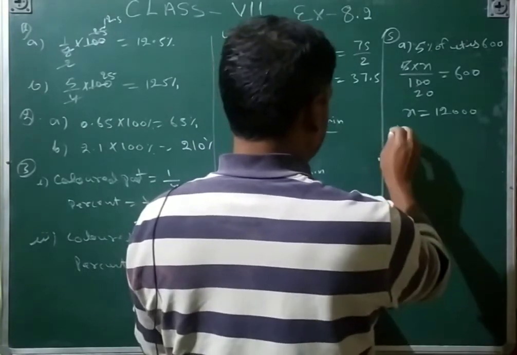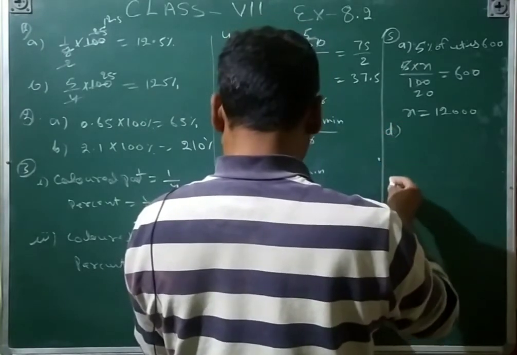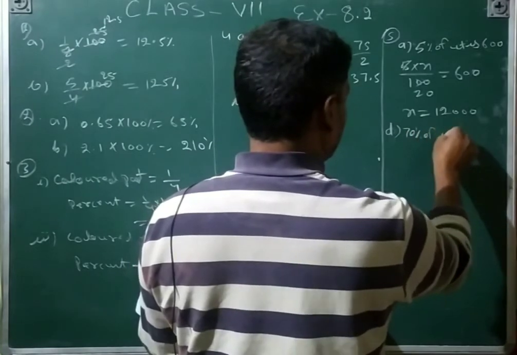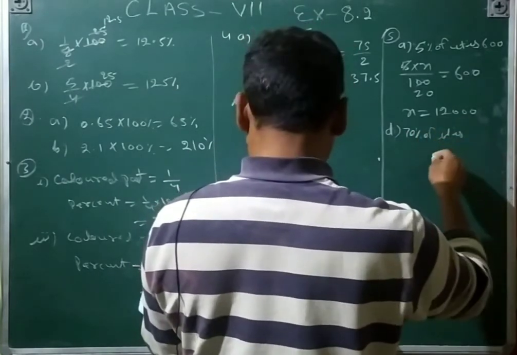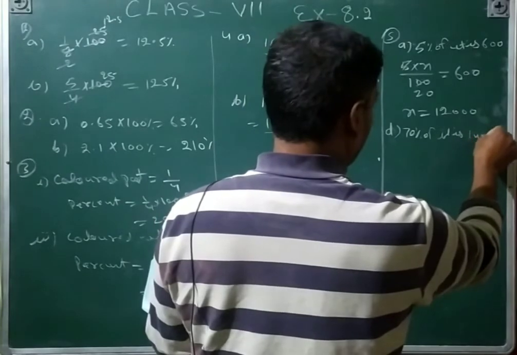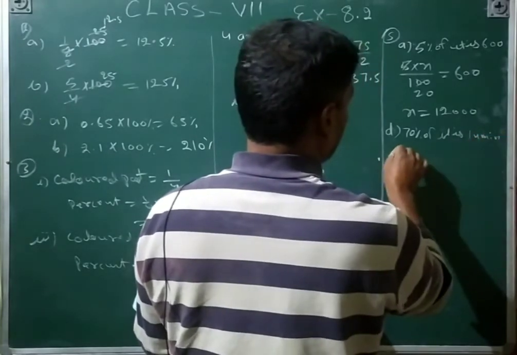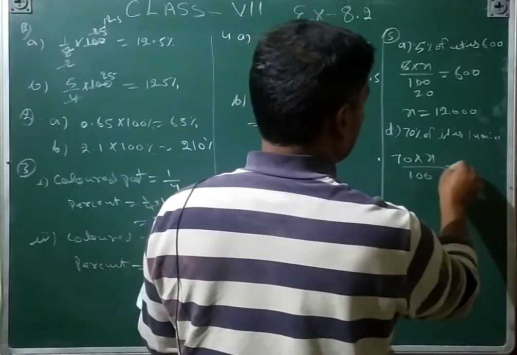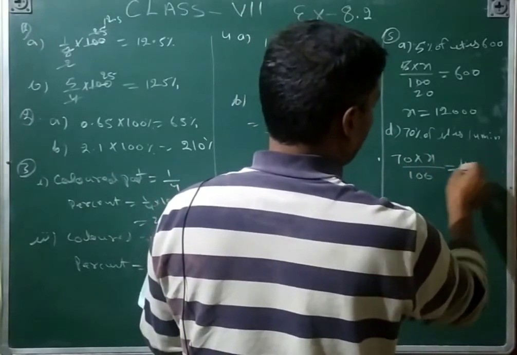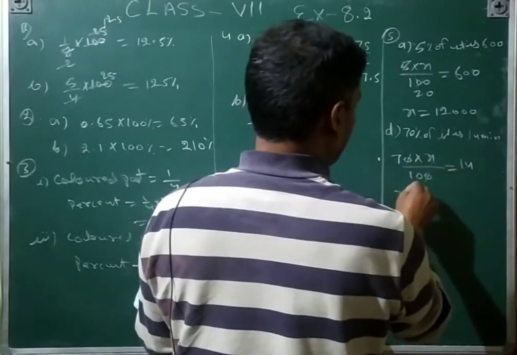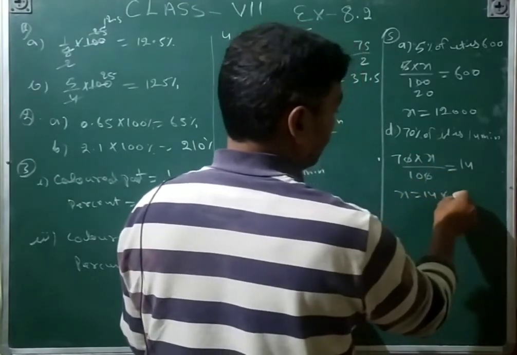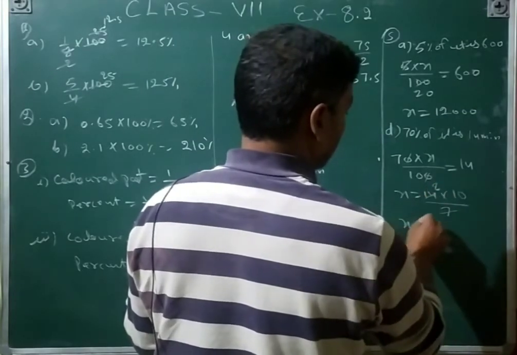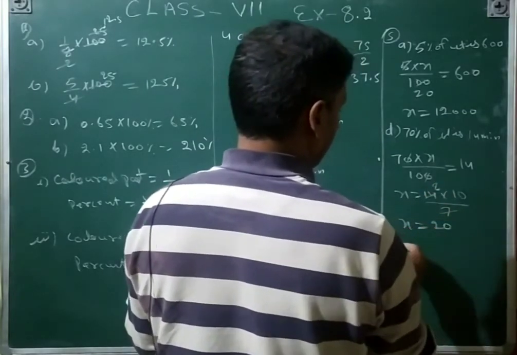See the D part. 70% of it is 14 minutes. So 70 into x upon 100 is equal to 14. So 0 cancel by 0. So x is equal to 14 into 10 upon 70. 7 2s are 14. So that x is equal to 10 2s are 20.